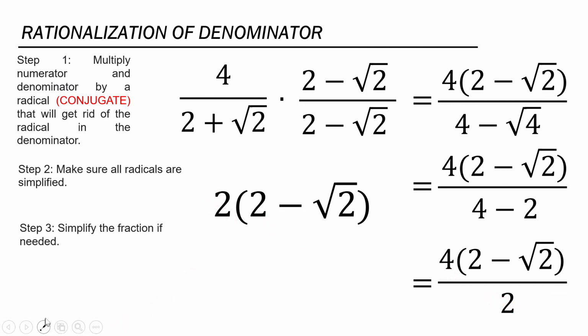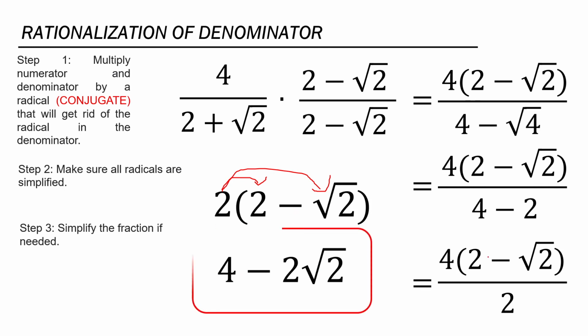Or, you can also multiply this one. Okay? You can also distribute that one. So, 2 times 2 is 4. And you have 2 times square root of 2. So, your answer is 4, that is 2 times 2, minus 2 times square root of 2. So, this is your answer. So ito lang, ganito lang kasimple mag-rationalize ng denominator. So basta yung pinaka-rule natin or pinaka-aim natin is matanggal natin yung radical na nasa denominator.